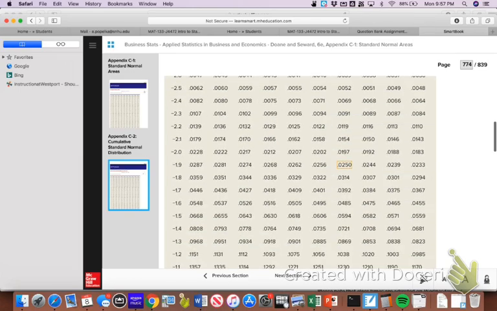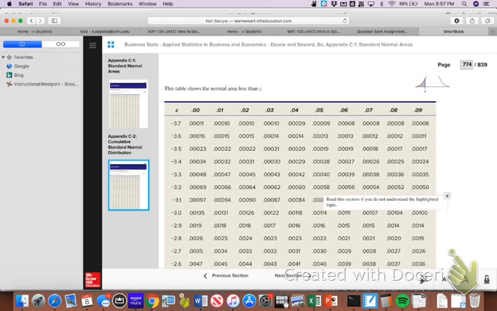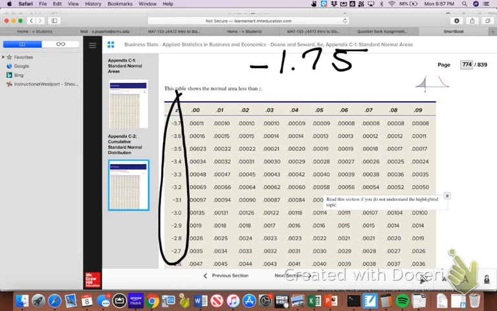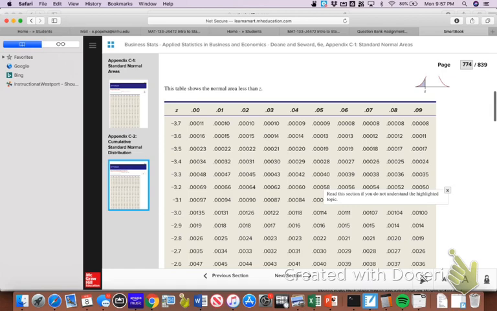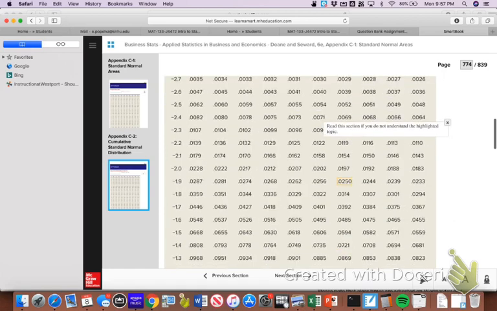Now, the way this thing is organized can be kind of confusing to people, and I really wish it would let you zoom in a little bit, but that's okay. So we're looking for negative 1.75. We need to look down here on the left, and first of all, notice there's only a number in front of the decimal and then a number behind the decimal. So we first have to find the part of the chart that says 1.7, and then we need to go over to the row that has the 5, because it's 1.75. So I'm going to scroll down to negative 1.7.